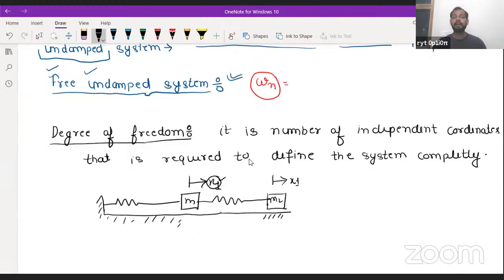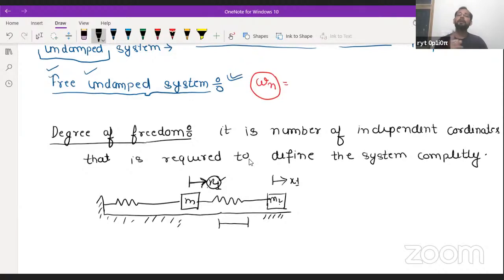Why? It may be that you are giving an x1 displacement to the mass, but this mass is not moving, there is a compression in the spring between them, so this mass has no displacement, or this mass has a different displacement with respect to this x1 displacement. So if a single coordinate is not able to define the system completely, then there may be a requirement of some additional independent coordinates.